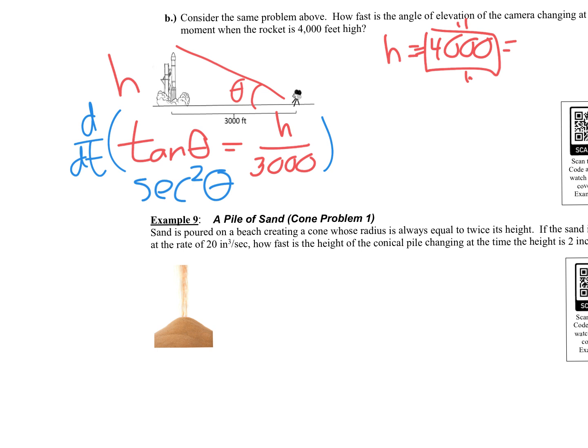Because we don't know the change in the angle, and that's what we're looking for, right? We actually need that. That's actually what we're solving. So secant squared theta d theta dt. Cool. What's on the right side? I'm going to go over 1 over 3,000 for sure, times dh dt. Because it's just like a 5h, it's a 1 over 3,000h.